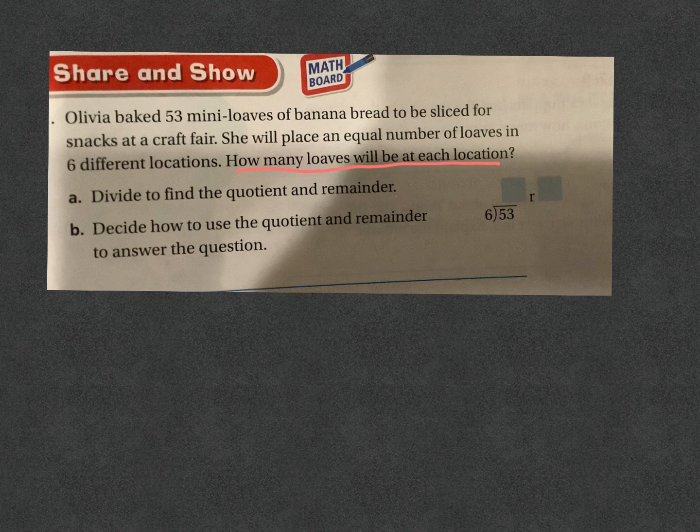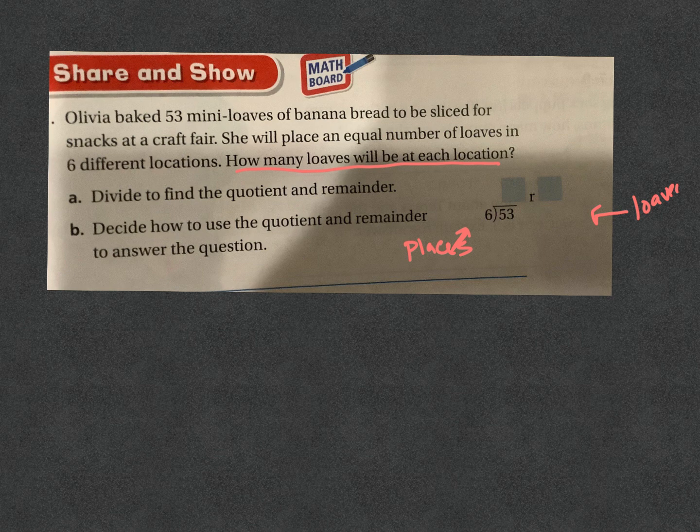What's being split up? The 53 mini loaves. So we put that in the house. Into how many pieces is it being split up? She's putting them in 6 different locations, into 6 different groups. Okay. So let's identify what these are so our brain knows exactly what's going on. The dividend in here is the loaves. And the divisor here is the places, the locations that it's going to.